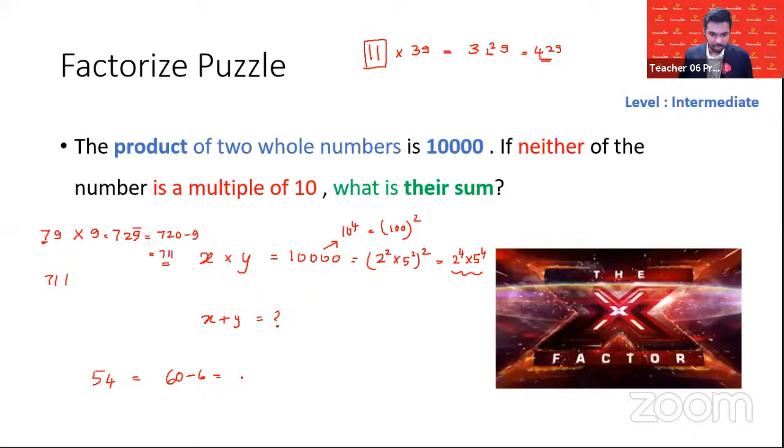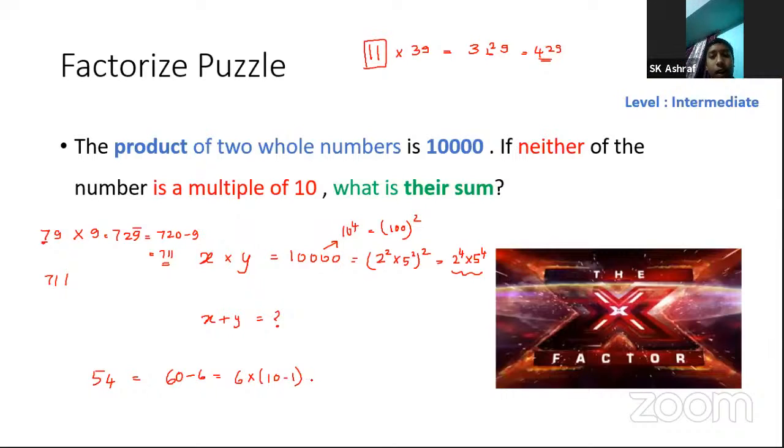So 60 minus 6, I can write as 6 into 10 minus 1. Is this correct? 6 into 10 minus 1. No, sir. Is it correct or not? It is also correct, right? Because 6 into 10 is 60, 6 into 1 is 6, and that is 60 minus 6. So this is the same as 6 times 9.